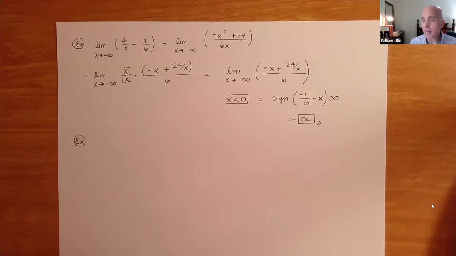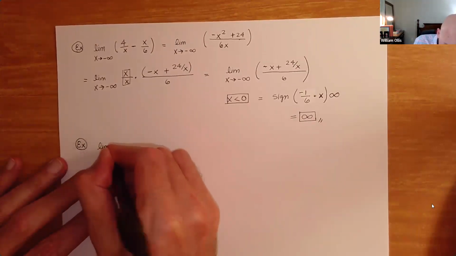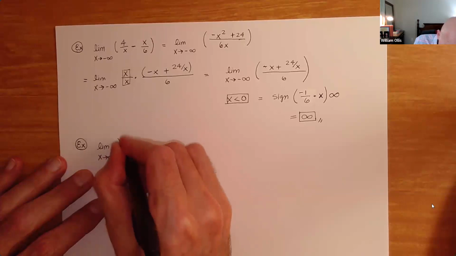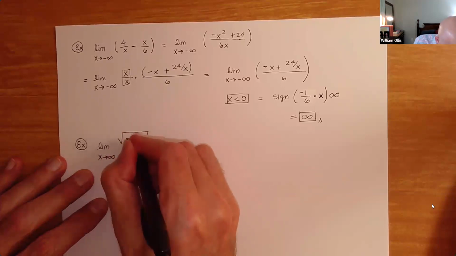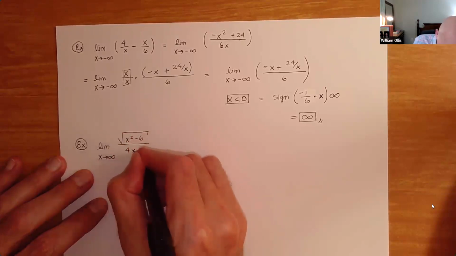But that will also be a technique that will be available to you when you have to deal with certain forms that don't present very well. Of course, we can't say infinity minus infinity is 0. That makes no sense. Infinity is not a number. So we have to adjust the algebra to provide more information about what's going on with the function. So the last example I want to do is this one. We have the limit, in this case, as x approaches infinity, of the square root of x squared minus 6 divided by 4x minus 4.